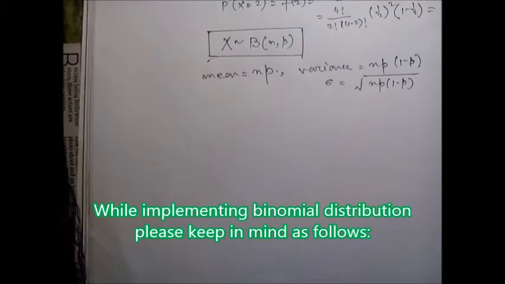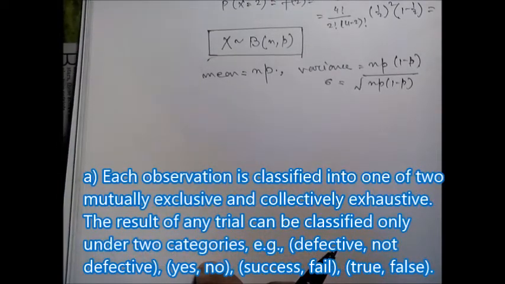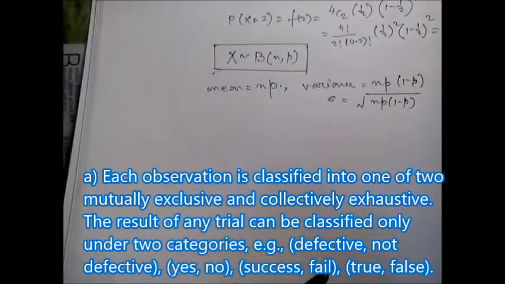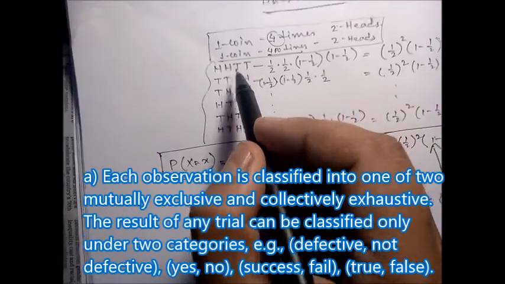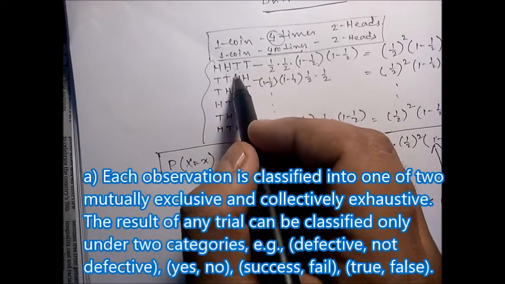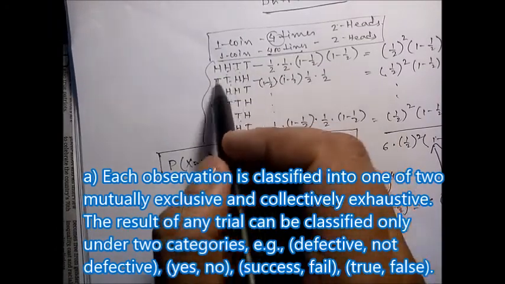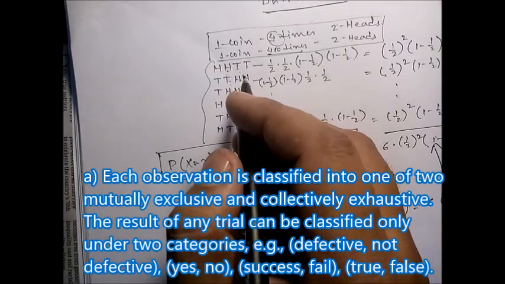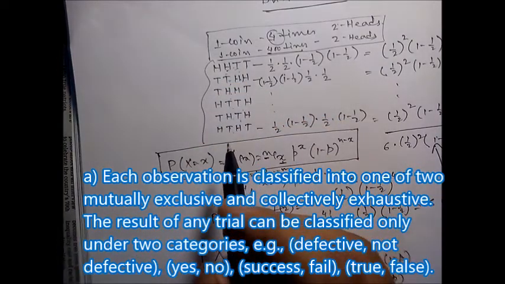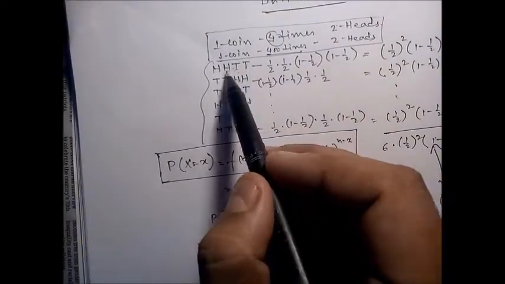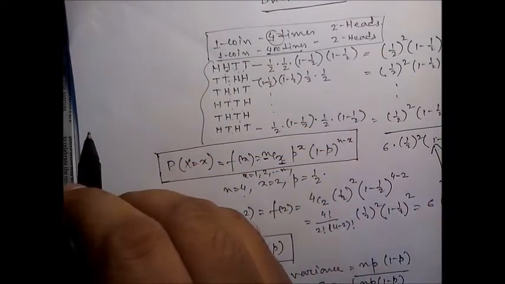Now remember something. Each observation is classified into one of two mutually exclusive and collectively exhaustive categories. Here, head and tail are two mutually exclusive events. If head appears then tail will not, if tail appears then head will not. Collectively exhaustive: only two options are there, head and tail. The result of any trial can be classified only under two categories, for example success or failure. So if head is the success, tail is the failure. True, false, yes, no, defective, non-defective, like this.